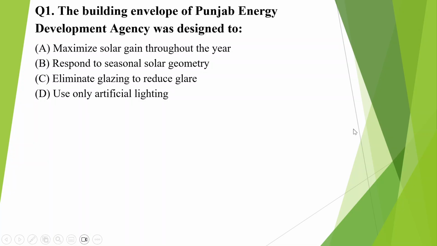The building envelope of PEDA was designed to respond to the seasonal solar geometry, and this 3D form was shown to you, which minimizes the solar heat gain in summer and maximizes solar gain in winter through its orientation and form. This was the key feature which was told to you, and you have remembered it also. So let us move to the second question then.